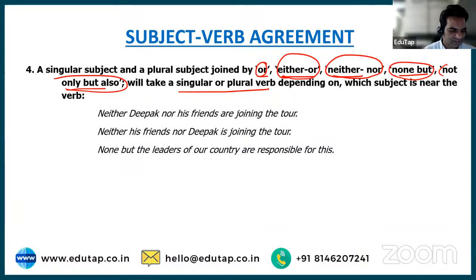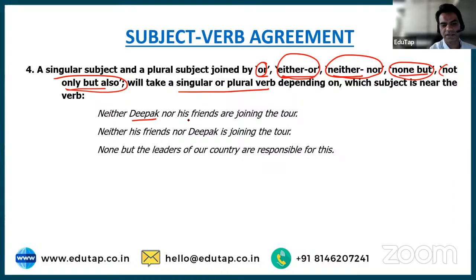Yes, absolutely, Sanket. See, simple either, simple neither, right? They are pronouns. Either of the two boys has done this. Neither of the two countries is stopping the war. So either and neither, when used separately, act as pronouns. But when they're used with or and nor, they act as conjunctions. Very good, right? So guys, do note down these words marked in red: or, either or, neither nor, none but, not only but also. If you see two nouns connected with these pairs, the noun closest to the verb will decide the verb. So let's look at the examples, guys.